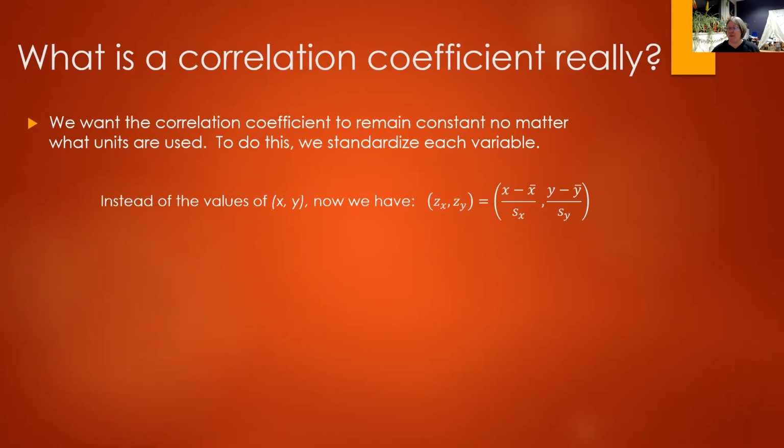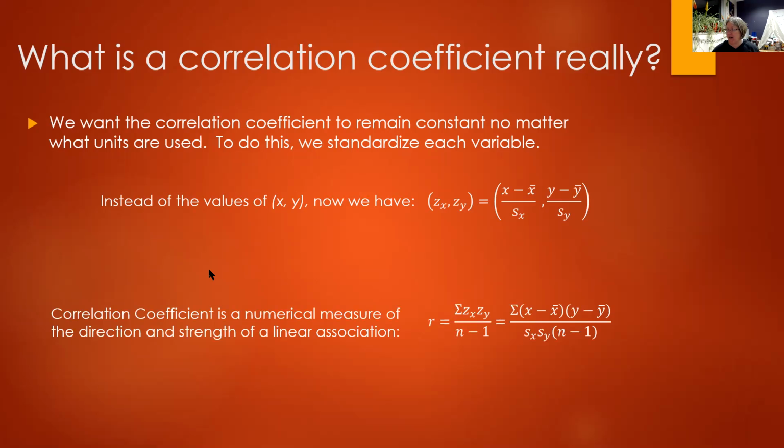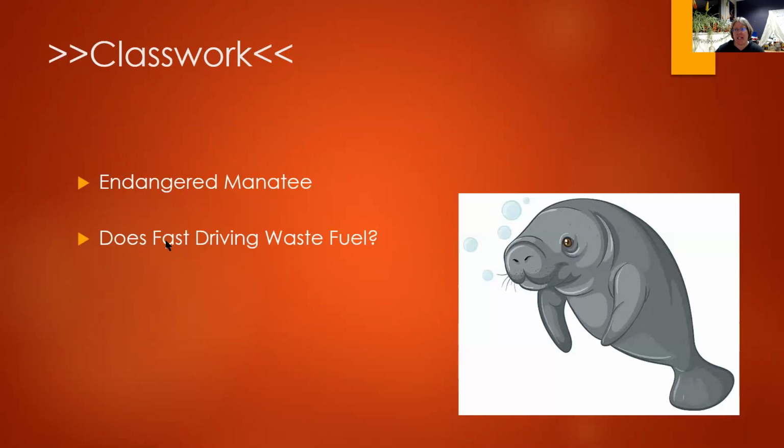Okay, and then we have this formula to put this all together. So we're going to multiply all of this mess together and then divide by n-1. We will not be doing this by hand because it is a bugger to do by hand. So we're going to switch over to Excel, and I'm going to show you how to do this in Excel. We're going to look at an endangered manatee example and then does fast driving waste fuel. So let me switch over to Excel so we can take a look at how to do these things.